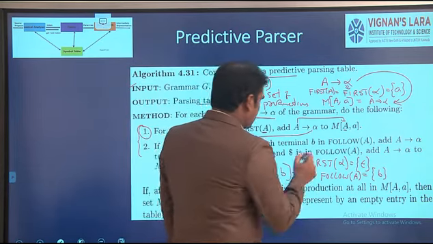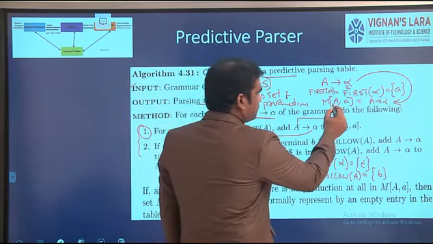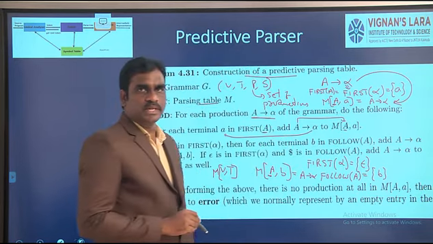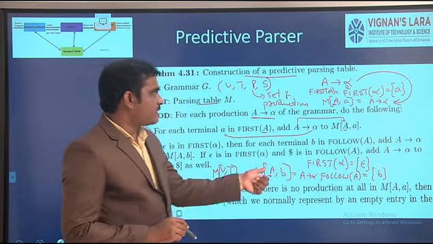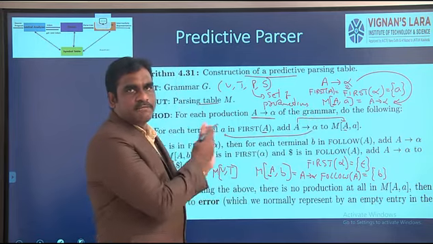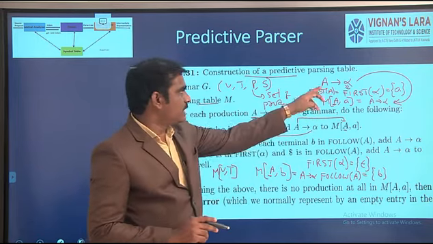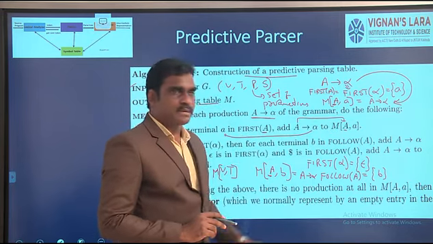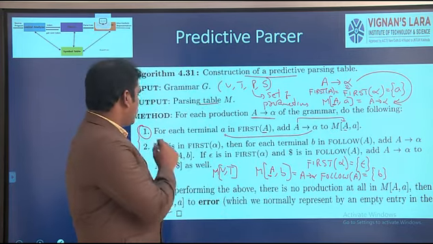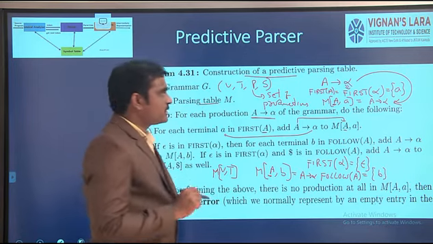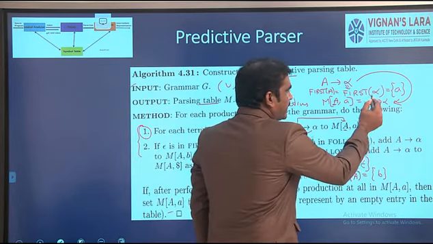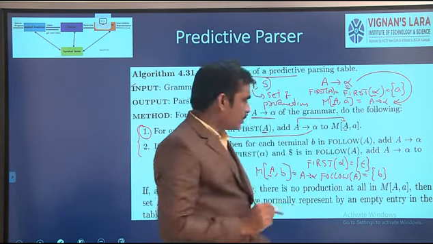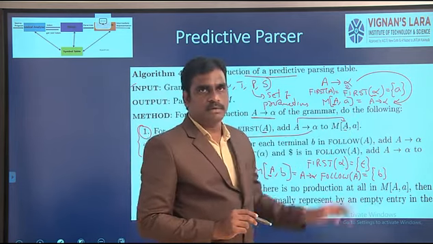See, the first one is same. Both the cases, the first parameter is variable. What is variable? Simply the left hand side of the value, that is A. And what is the second parameter? Second parameter is terminal. So in both the cases, the first step is, first we have to calculate the first of alpha. Both the cases, first of alpha.